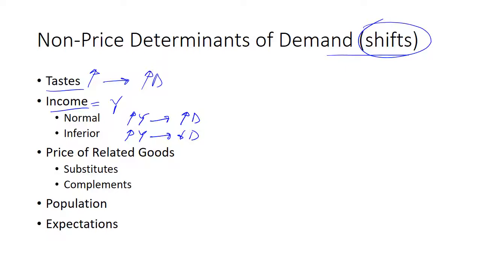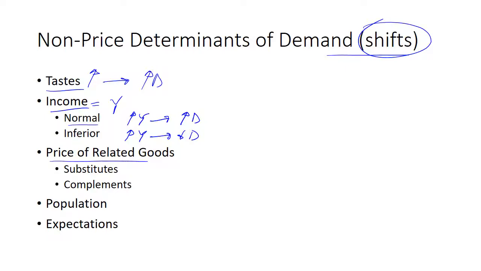Frozen burritos, fast food, anything that looks less attractive as people make more money. Whereas square footage in housing, apartments, cars, clothing, all of these things have a tendency to be normal goods. People make more money, they want more of them.